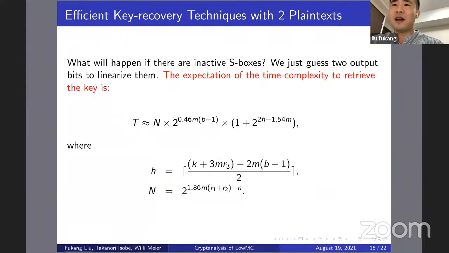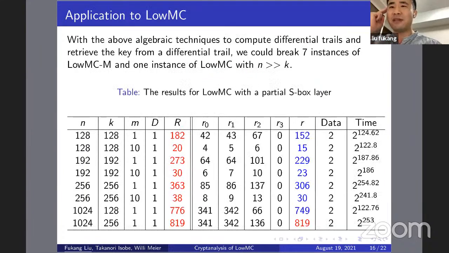However, this will be more complicated when there are inactive S-boxes. So we need to compute the complexity carefully, and we finally compute the time complexity to recover the key from all the trails. Indeed, the basic idea is very simple. However, it is very powerful. First, it allows us to break one instance of LowMC whose block size is much larger than the key size.